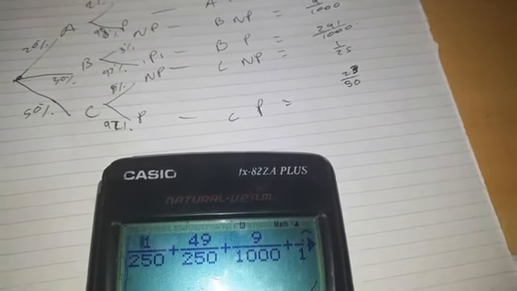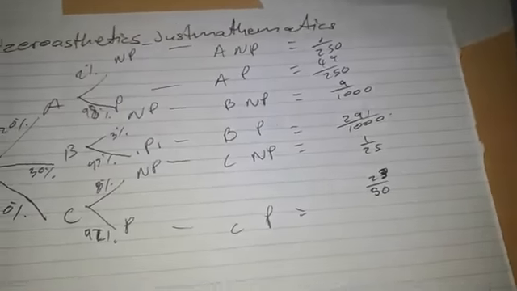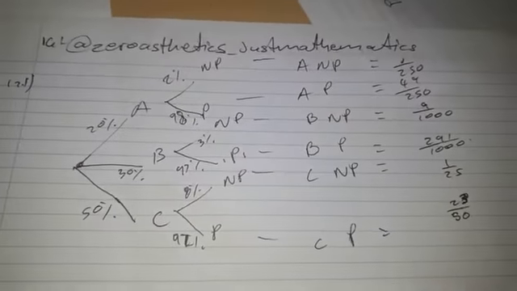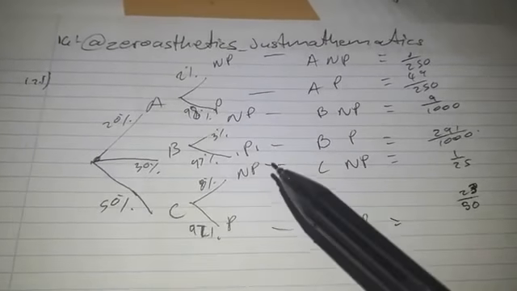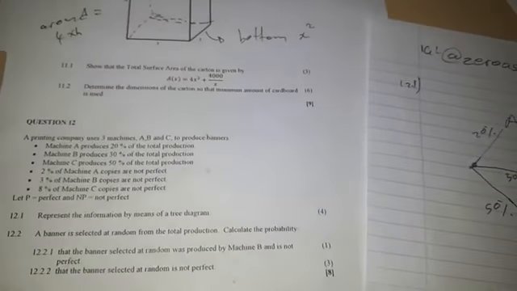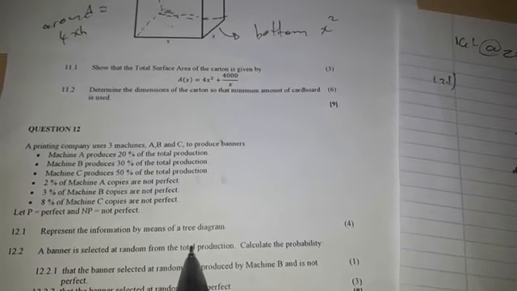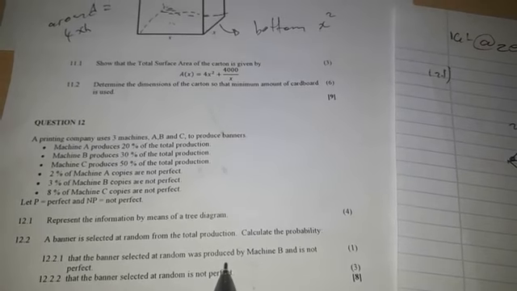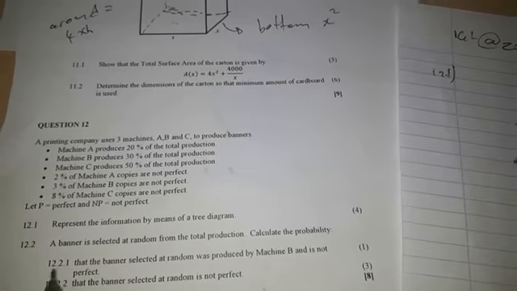And they do. And I always prefer doing this before jumping into other questions on the tree diagram, because your other questions are all going to come out from this. So that's your tree diagram for 12.1. It's just 4 marks, but the others are going to be super easy, because here it says a banner is selected at random from the total production. Calculate the probability that the banner selected at random was produced by machine A and is not perfect.